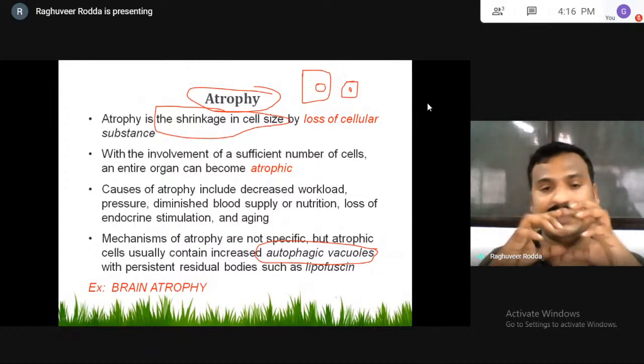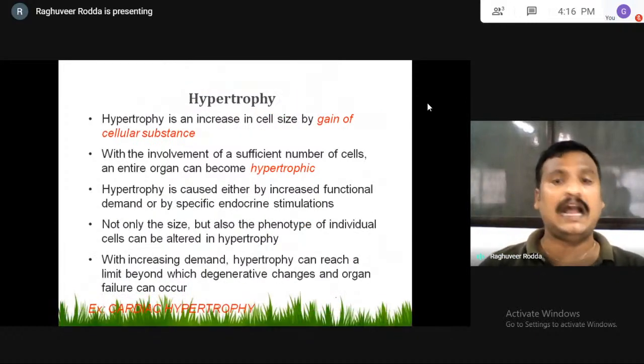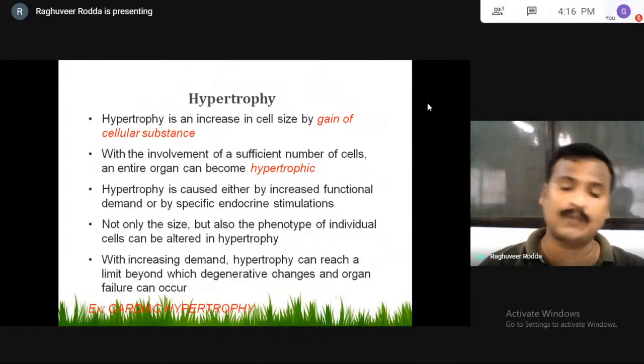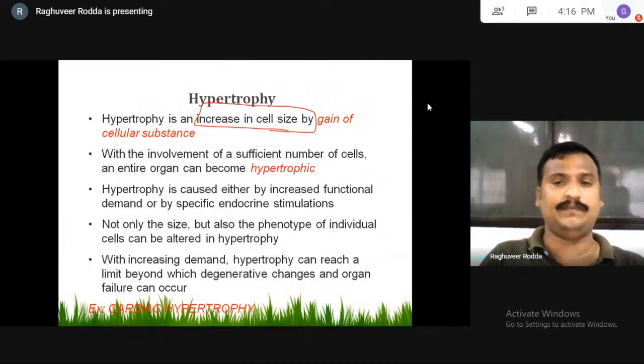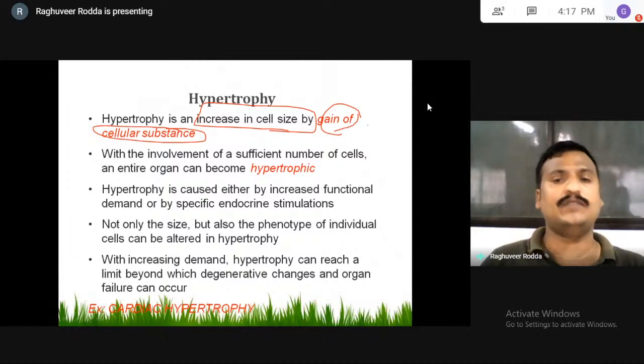That will clearly indicate that it's a brain atrophic condition. Then come to the next one, hypertrophy. Hypertrophy is completely opposite to the atrophic condition. When there is an increase in the cell size, that particular condition is called a hypertrophic condition. It happens because of gaining of cellular substances, which gives a new condition called hypertrophic condition.